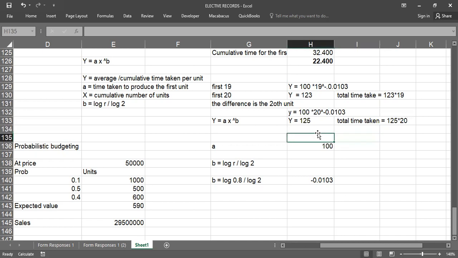So for the 20th unit, or the next units, the 20th is the difference. It is the 125 minus 123. Okay, that is if it's average. But for the total, use the answers that you get from this and this.